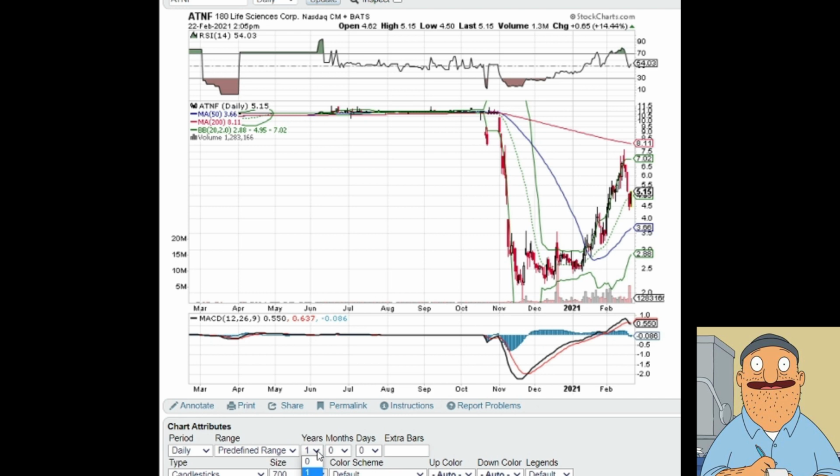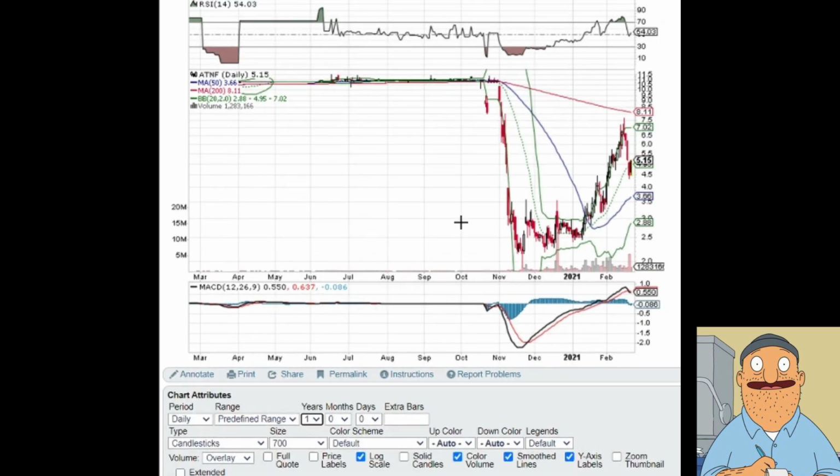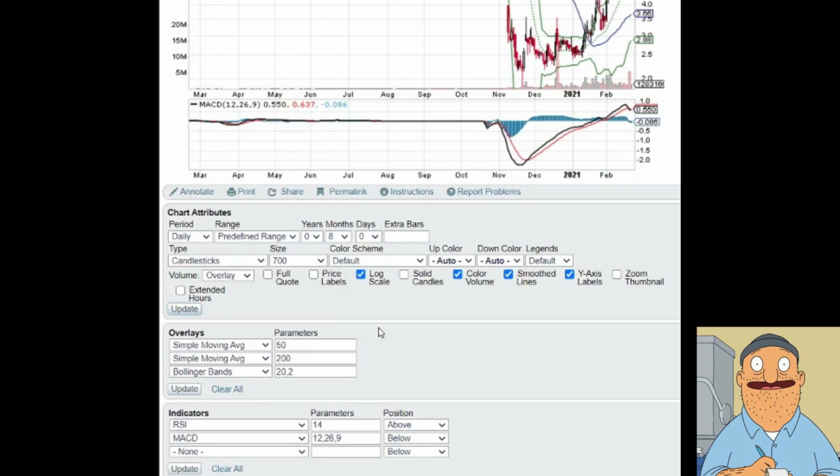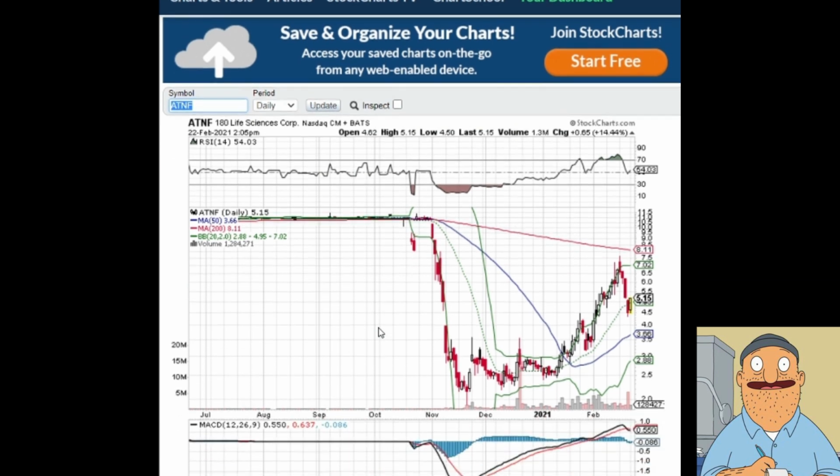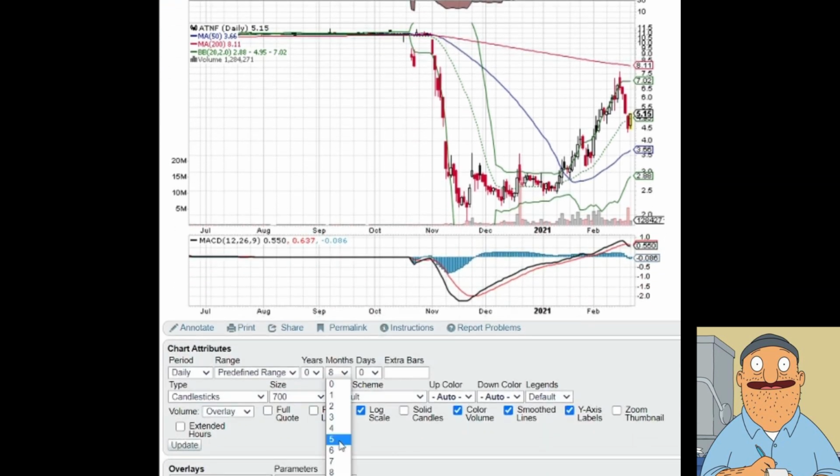We don't need the 1 year on this because as you can see, it was exactly at 10 for a long time because it was a merger. So we're just going to bring the chart down. We're going to start with 8 months. See where that puts us. And we don't even need 8 months. We're going to do 6 months.